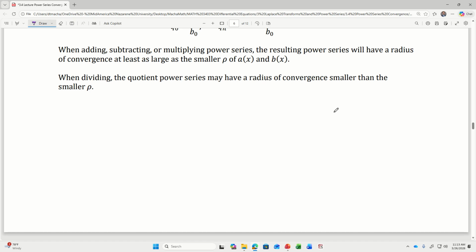Also important to know is that if you are adding, subtracting, or multiplying power series, the power series you get as a result is going to have a radius of convergence that's at least as large as the smaller radius of convergence of the two power series that you're adding, subtracting, or multiplying. That's not true if you're dividing. The quotient of dividing two power series could have a radius of convergence that's smaller than the smaller of the two, numerator and denominator.